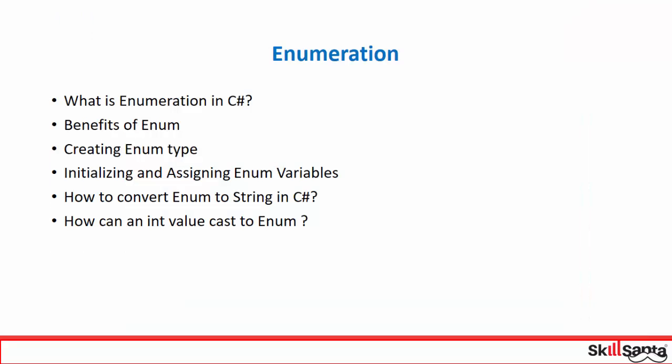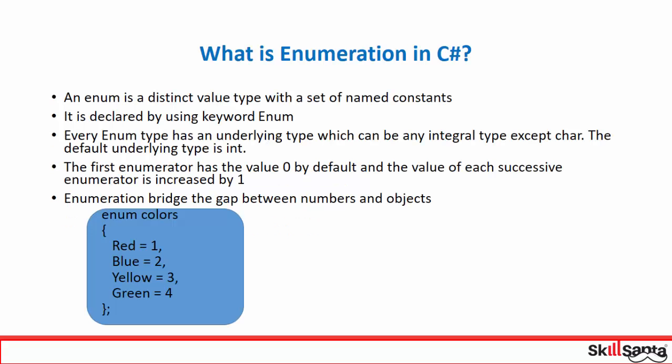So in this video we discuss the enumerations. What are enumerations in C#, benefits of enumerations, creating an enum type, initializing and assigning enum variables, how to convert enum to string in C#, and how an int value can be cast to enum. First of all, we discuss the enumerations.